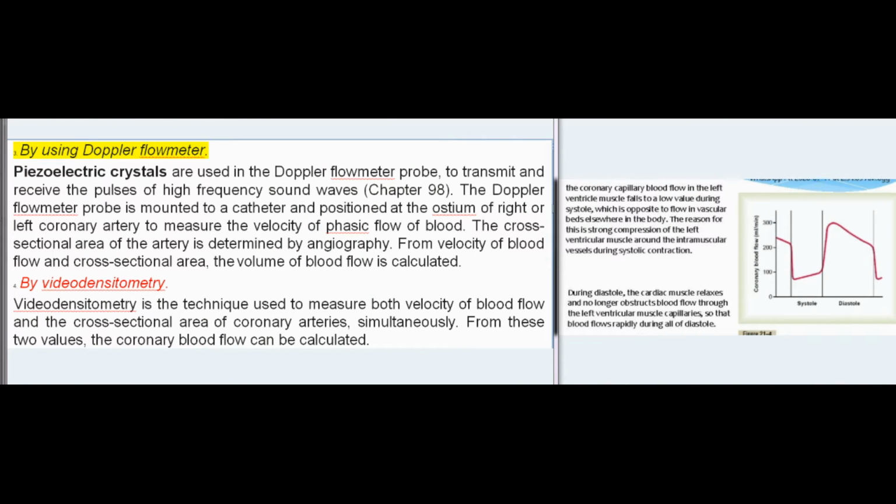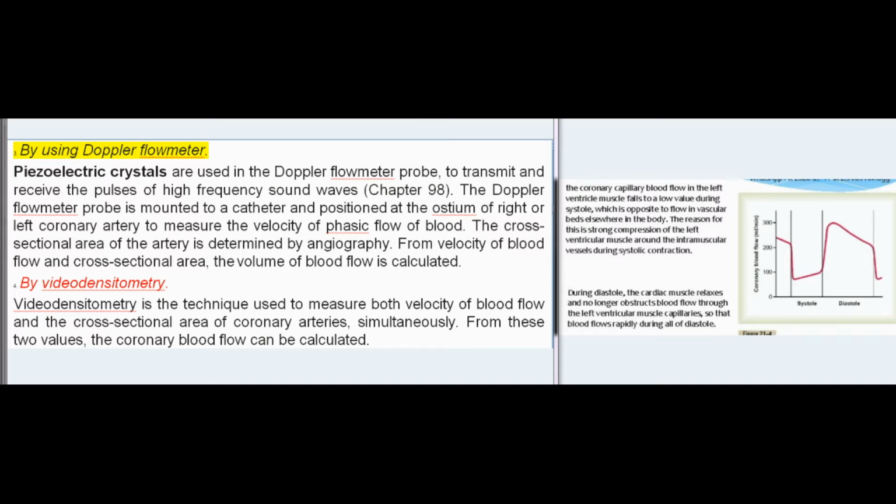By using Doppler flow meter. Piezoelectric crystals are used in the Doppler flow meter probe, to transmit and receive the pulses of high-frequency sound waves, Chapter 98. The Doppler flow meter probe is mounted to a catheter and positioned at the ostium of right or left coronary artery to measure the velocity of phasic flow of blood. The cross-sectional area of the artery is determined by angiography. From velocity of blood flow and cross-sectional area, the volume of blood flow is calculated.